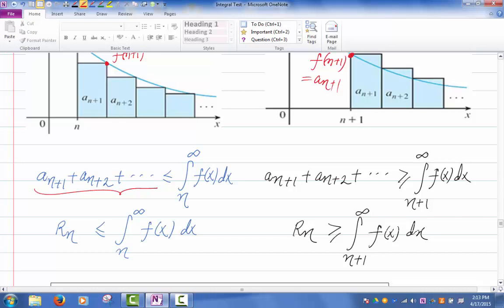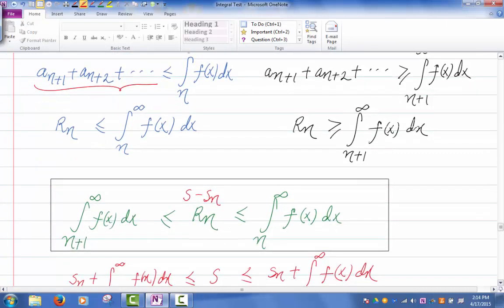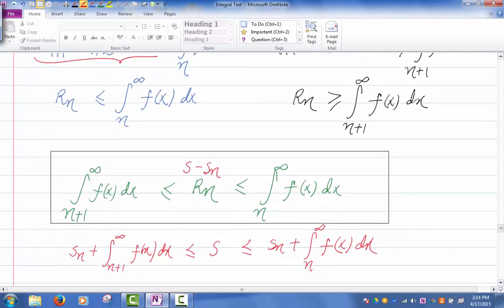So what did we get then? We got that the remainder Rn, which is the same as s minus Sn, is in between two integrals. One is the integral from n plus 1 to infinity of f of x dx, and it is less than the integral from n to infinity of f dx. So that means s minus Sn is in between the two integrals.